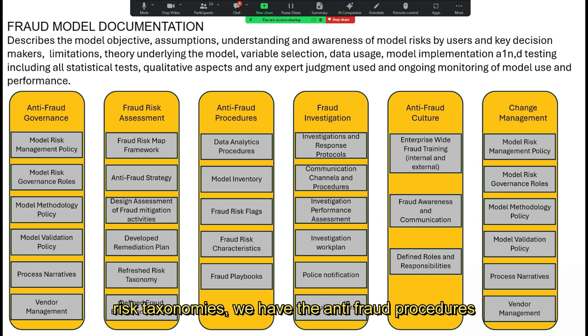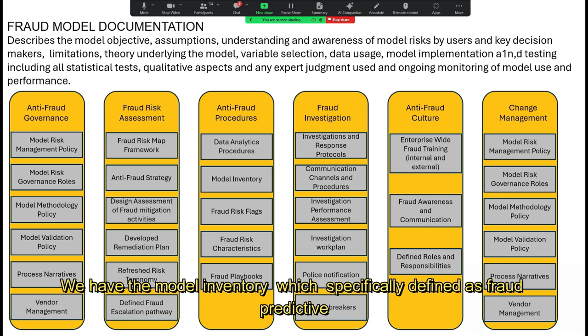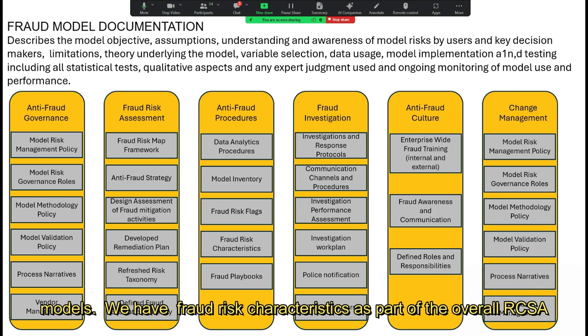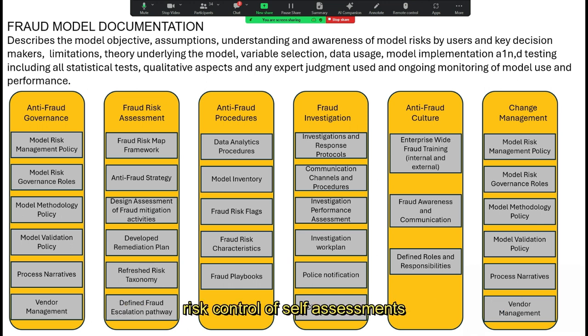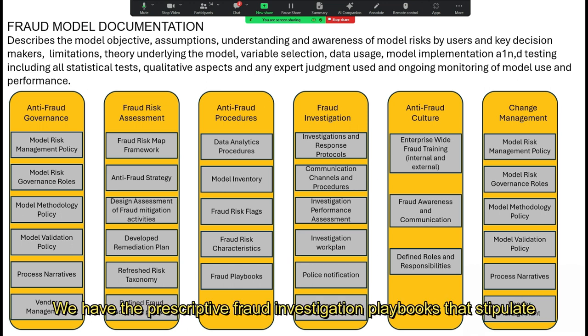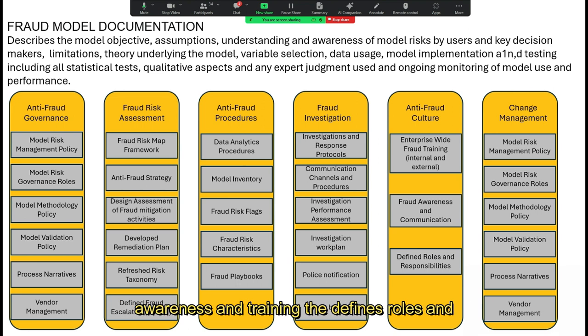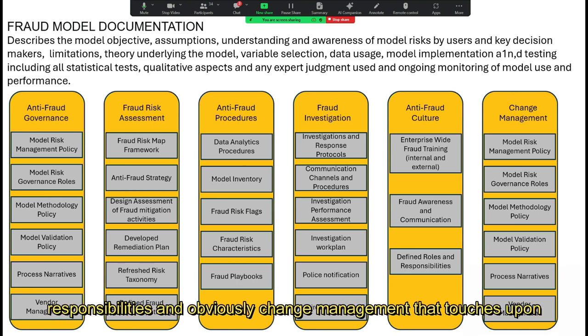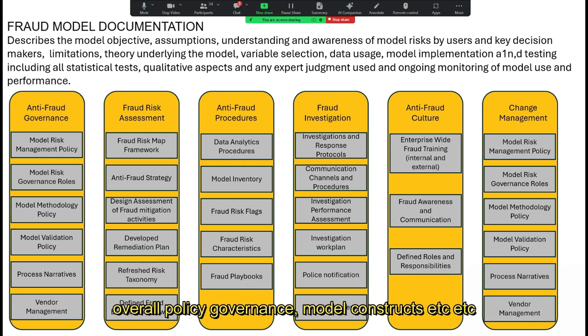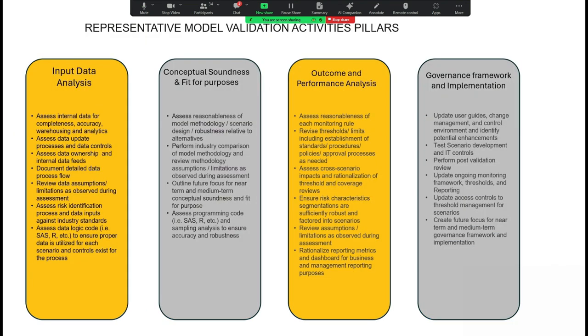When we have the anti-fraud procedures, what are the data analytics, what's the model inventory like, which models are specifically defined as fraud predictive models, what are the fraud risk characteristics as part of the overall RCSA, risk control self-assessments. We have the prescriptive fraud investigation playbooks that stipulate activities once fraud has been identified. There is anti-fraud culture, fraud awareness and training, defined roles and responsibilities, and obviously change management that touches upon overall policy, governance, model constructs, etc.